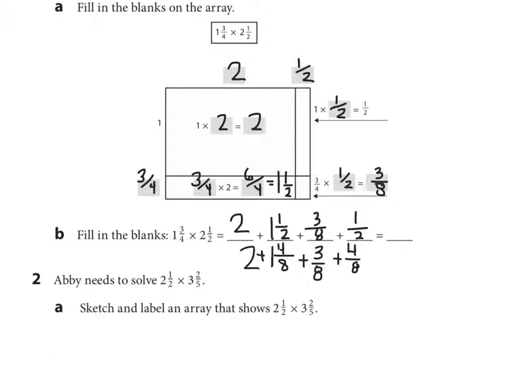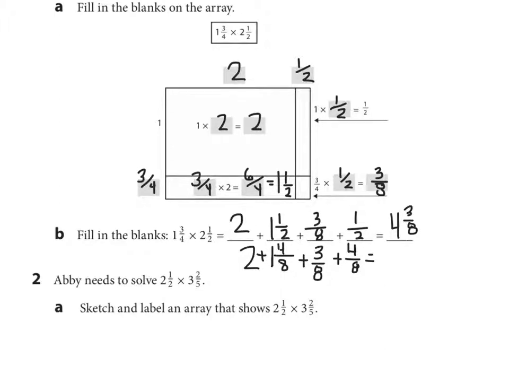And so now I can add this together. I know that 4 plus 4 is 8. So actually that's another whole. When I combine this half and this half together, that's another whole plus 3/8. So I have 4 3/8 as the final answer.